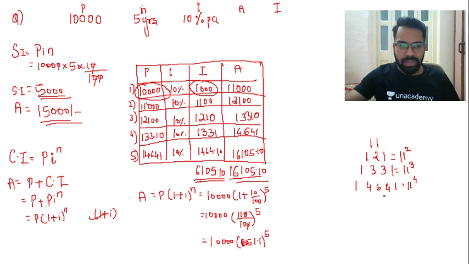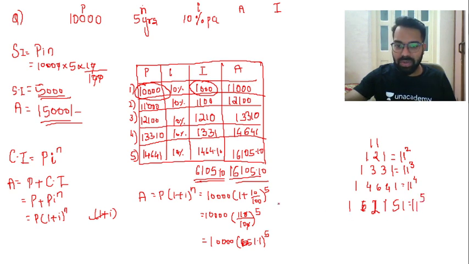And 11 raised to 5 is nothing but 1, 1 plus 4 is 5, 4 plus 6 is 10, so this is 6 over here, this is 1, 6 plus 1, this is 2, this is 1 plus 1, 5, and 1. It's 11 raised to 5.